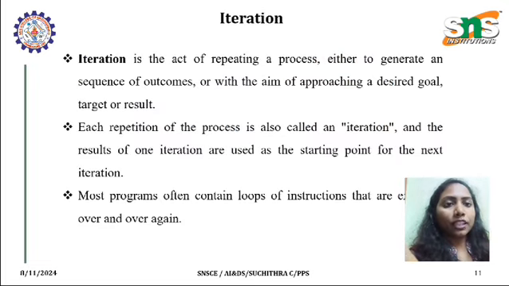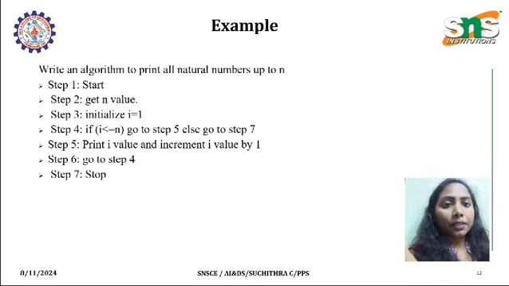Next one is iteration. Iteration is an act of repeating a process either to generate a sequence of outcomes or with the aim of approaching a desired goal, target or result. Each repetition of the process is called an iteration, and the result of one iteration is used as the starting point for the next iteration. Most programs often contain loops of instructions that are executed over and over again.